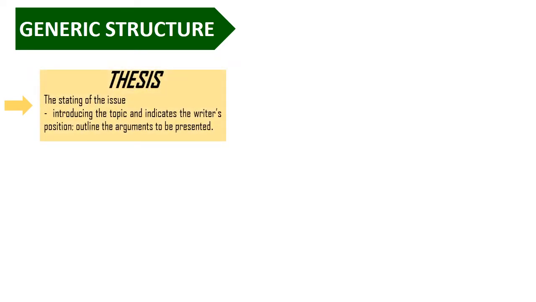Okay, so what is the generic structure of analytical exposition? The first paragraph in analytical exposition is called thesis. The thesis is the stating of the issue, and this is introducing the topic and indicating the writer's position, outline of the arguments that are to be presented.